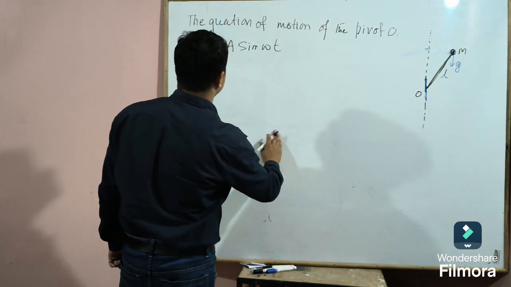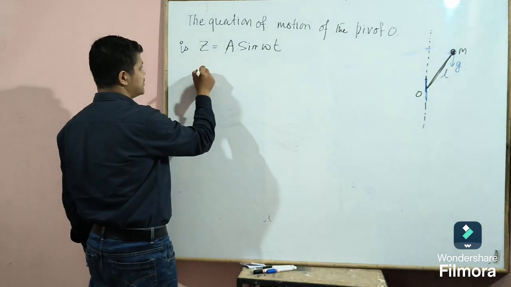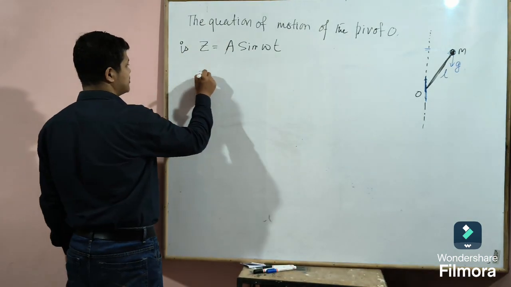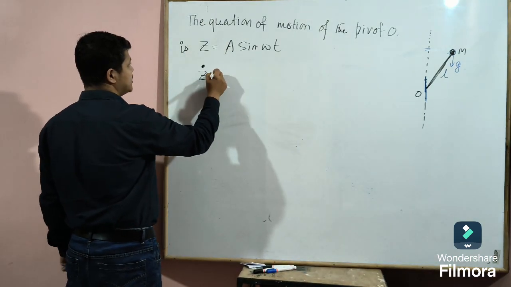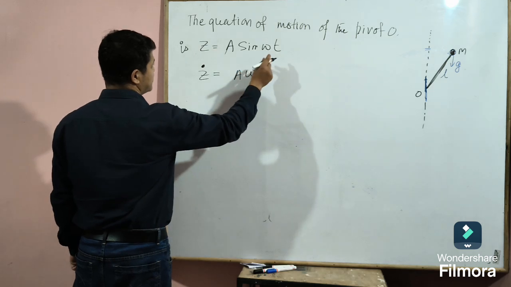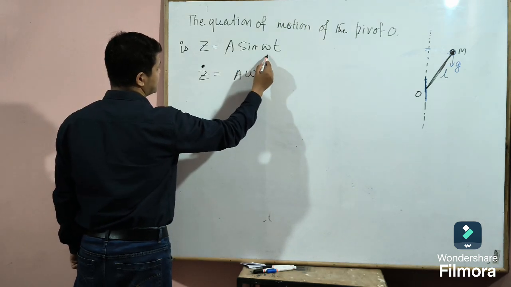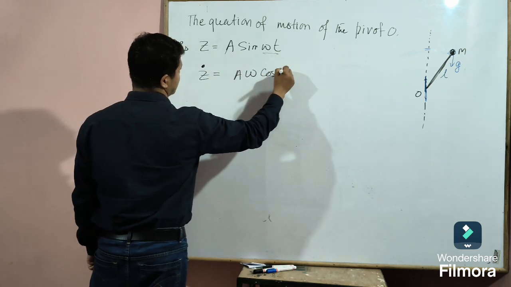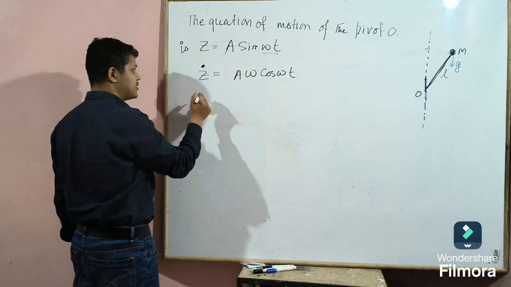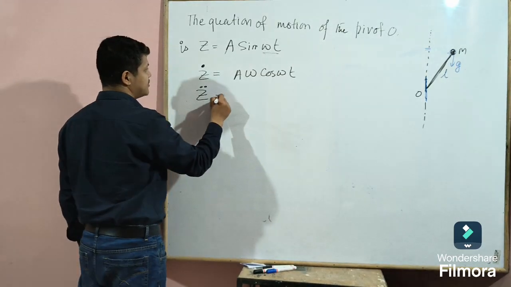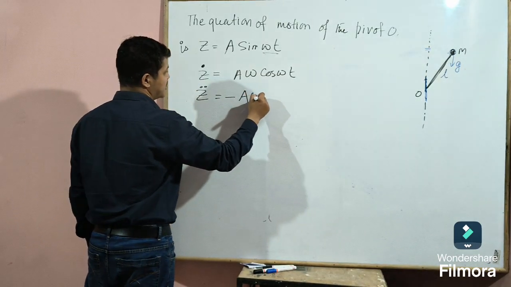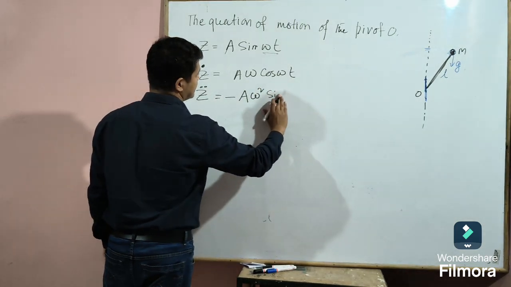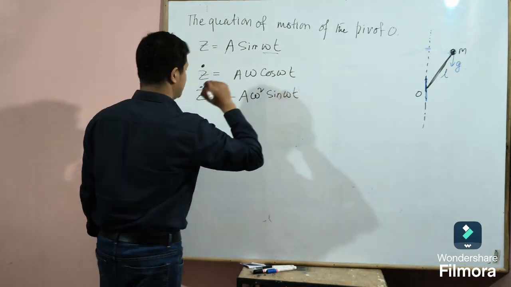Now if you want to find the acceleration due to the motion of this O, if you differentiate it with respect to t, then you're going to have a omega, because this is a function of a function. Differentiating, you get a omega cos omega t. Now this is velocity. If you differentiate it again, then you have minus a omega square, since the derivative of cos is minus sine omega t. That's what you get, sine omega t, right?